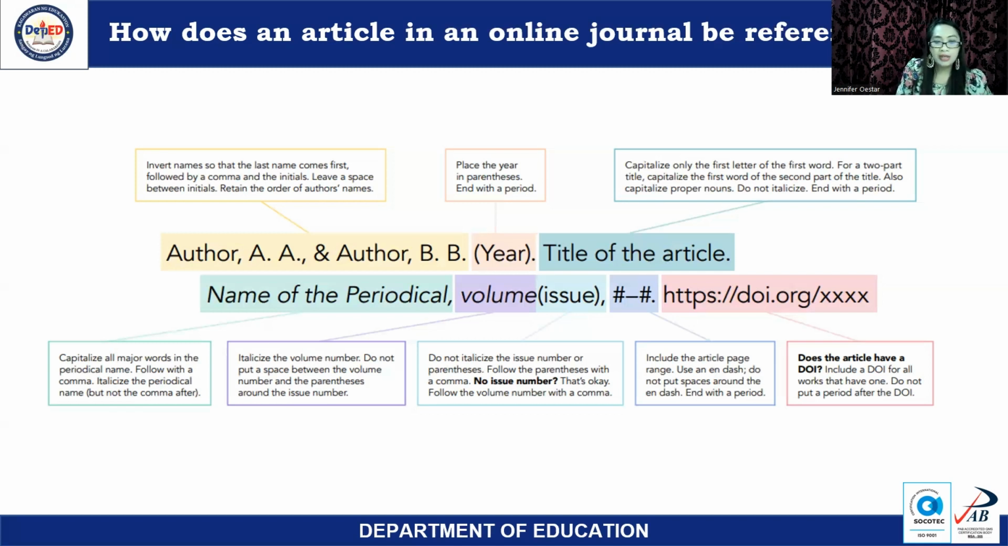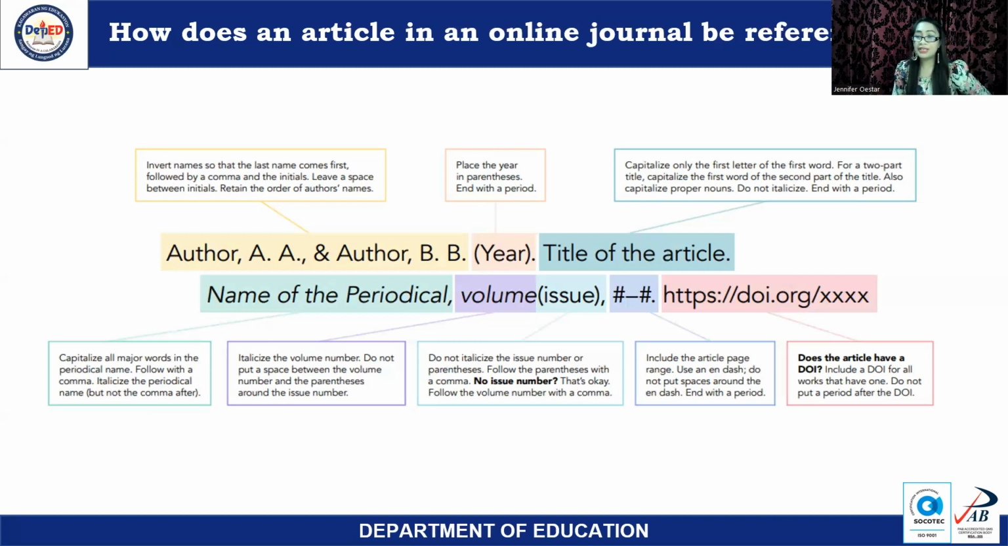For the volume, italicize the volume number. Do not put a space between the volume number and the parentheses around the issue number. Do not italicize the issue number or parentheses. Follow the parentheses with a comma. If there is no issue number, that's okay. Follow the volume number with a comma. And for the pages, include the article page range. Use an en dash. Do not put spaces around the en dash, and end with a period.